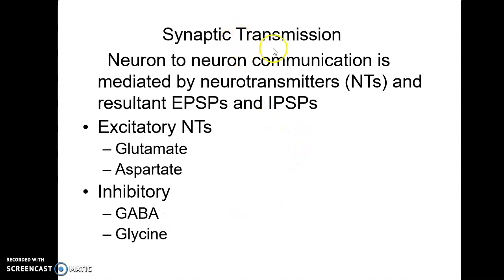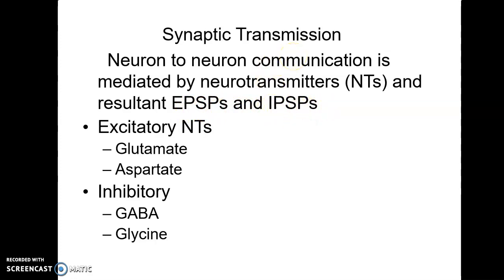What is happening basically is related to synaptic transmission, or neuronal transmission. Neuron to neuron communication is mediated by neurotransmitters, or NTs. Whatever the mode of transmission, it can be electrical, neurochemical, or ephaptic. Whatever the type of neurotransmission, the result is that one neuron gives a signal to another neuron. The resultant neuron stimulation may be excitatory postsynaptic potentials and inhibitory postsynaptic potentials.